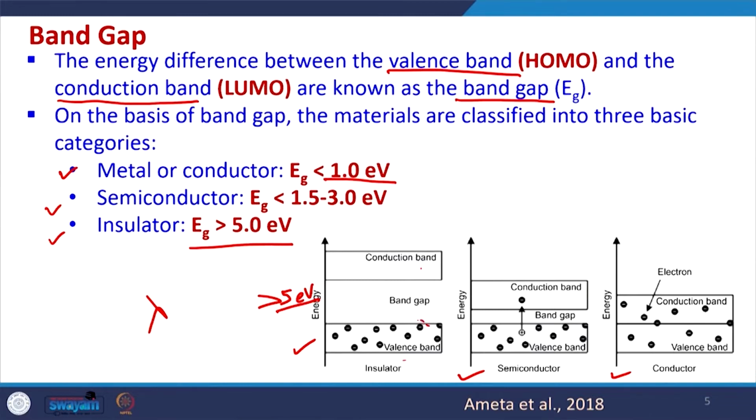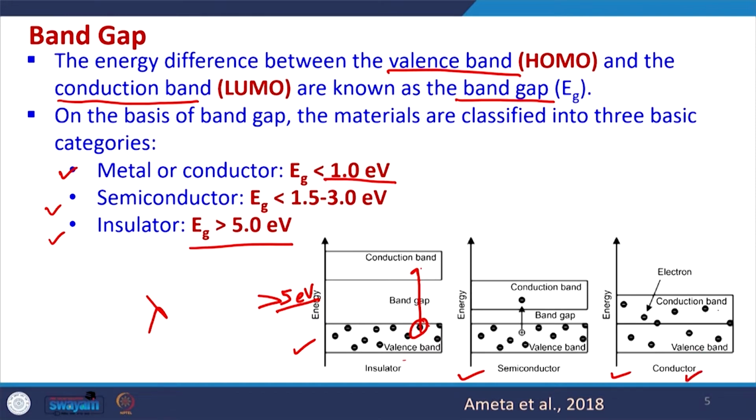Despite every means, it is not possible to transit this electron into the conduction band. Because we cannot generate any electron hole pair, they are termed as insulators.